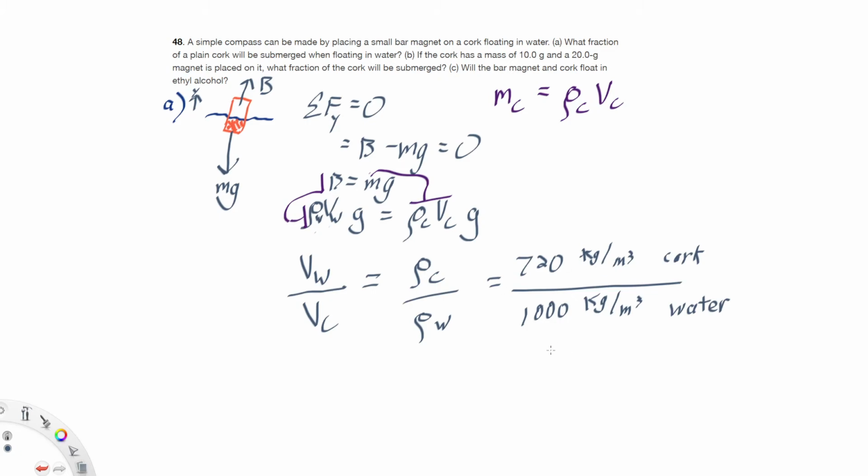So it looks like the cork is going to be like 72% submerged, right? 720 divided by 1,000 is 0.72.